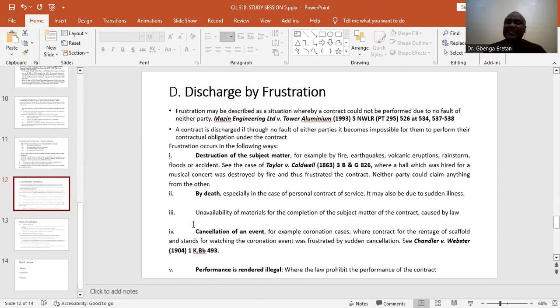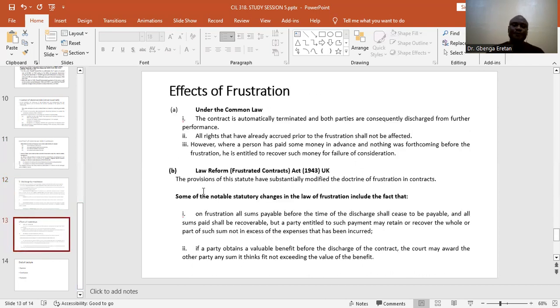Where performance is rendered illegal, where parties enter into a contract, and as at the time they enter the contract, it was a legal contract, and as at the time they want to perform the contract, it has been declared illegal by the government. That contract is said to be frustrated by illegality. So a contract could be declared illegal, and once it is declared illegal, it will be frustrated by such declaration.